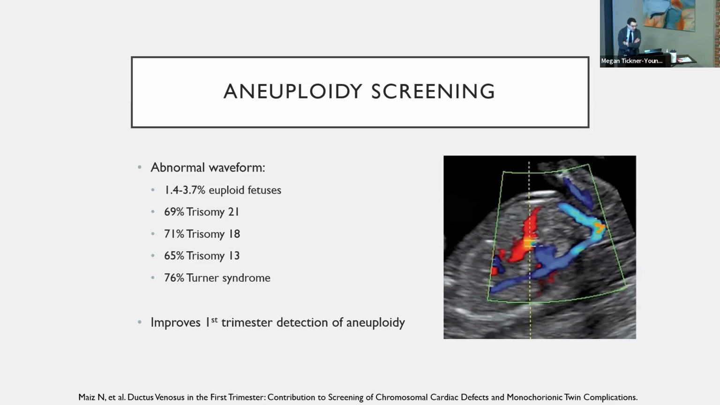Multiple studies have shown that the addition of the ductus venosus waveform to the first trimester screen with a nuchal translucency, free beta HCG, and PAPP-A improves the detection rate for aneuploidy, although it's still not as good as a non-invasive prenatal screening test.